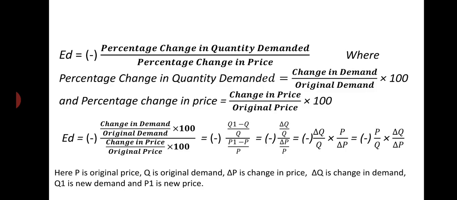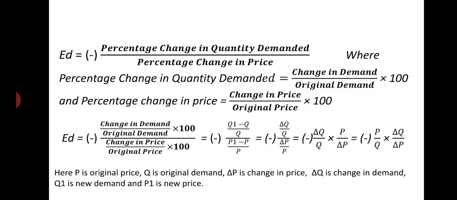By symbolizing them in this way, we can get the answer: change in demand by original demand into 100 is equal to Q1, and divided by change in price by original price into 100. It is equal to change in demand by original demand into 100 divided by change in price by original price into 100. That comes to minus of (Q1 minus Q divided by Q) whole by (P1 minus P divided by P). That comes to minus of delta Q by Q.